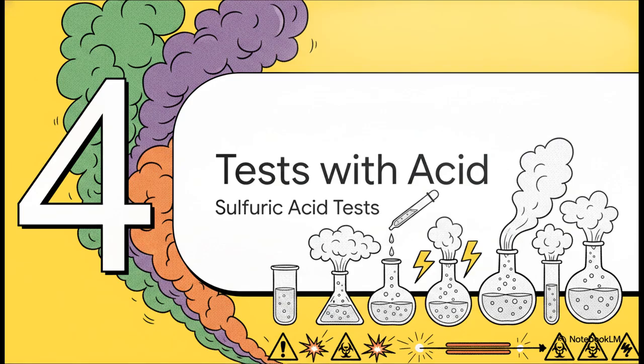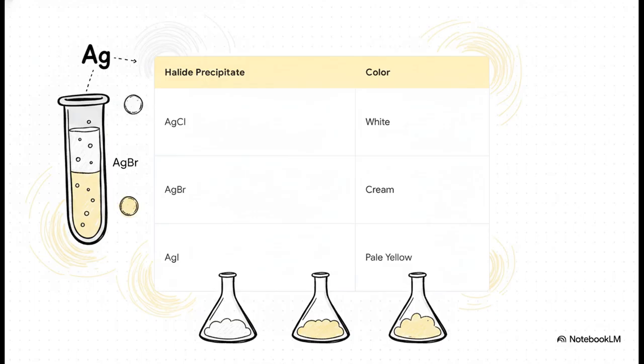Testing with sulfuric acid. Before we get to the heavy acid test, here's a quick reference for another really common identification method. When you react halide ions with silver, they form very distinct solid precipitates. Notice the subtle color shift as you move down the group.